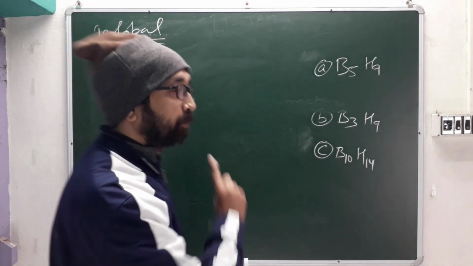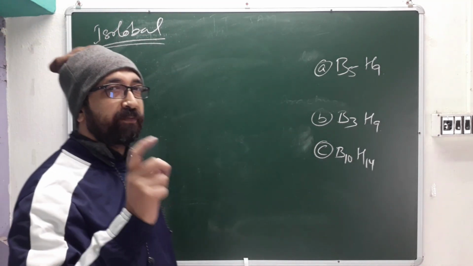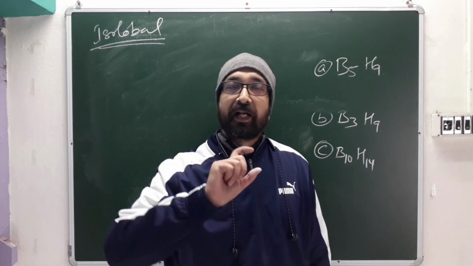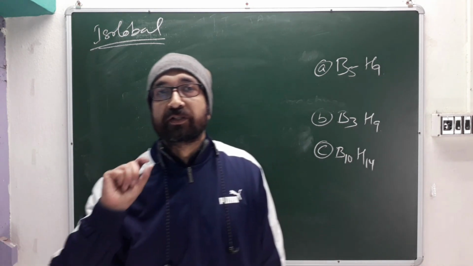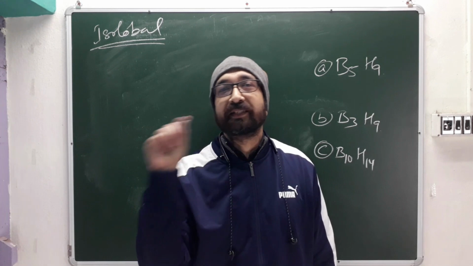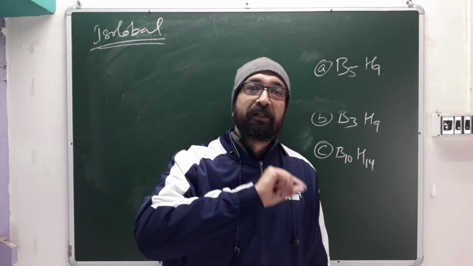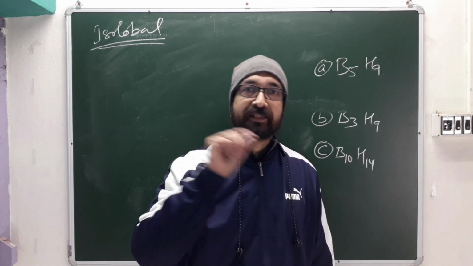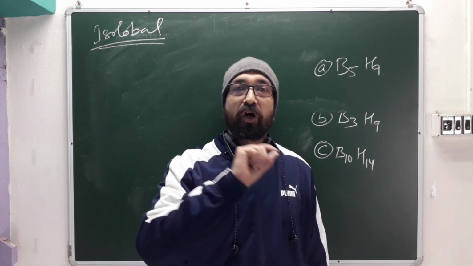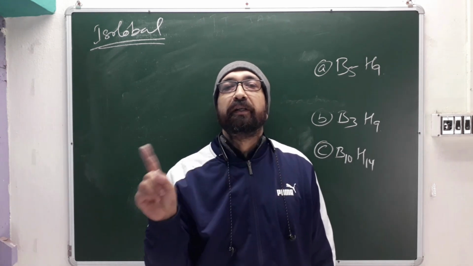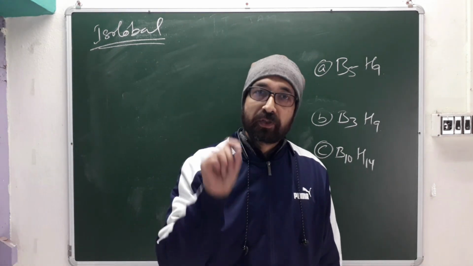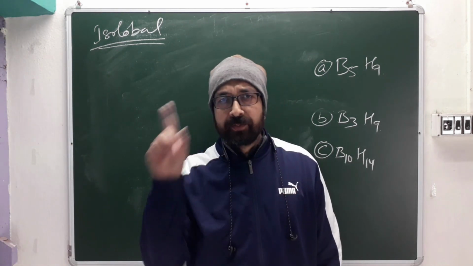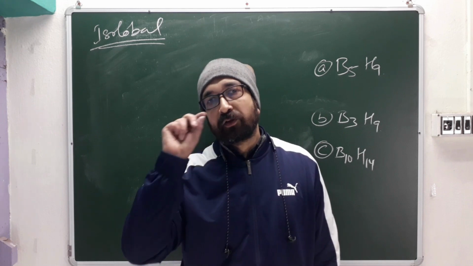So now, isolobal. What is isolobal? Two different compounds will be given, and they will ask whether the electrons are similar or not. If the electrons are similar, it will be isolobal. Or if the frontier molecular orbitals have equal symmetry, then also it can be isolobal. If both have the same symmetry, then also it is isolobal.